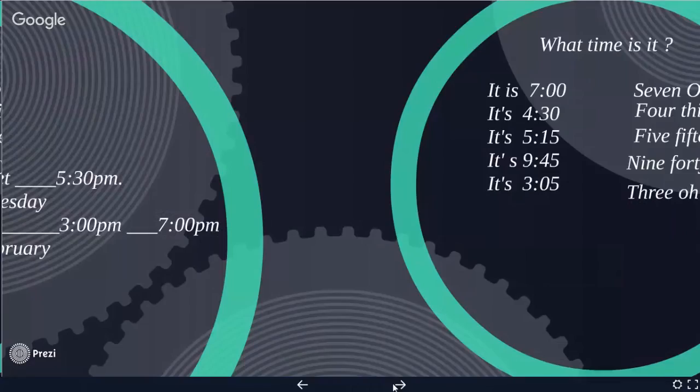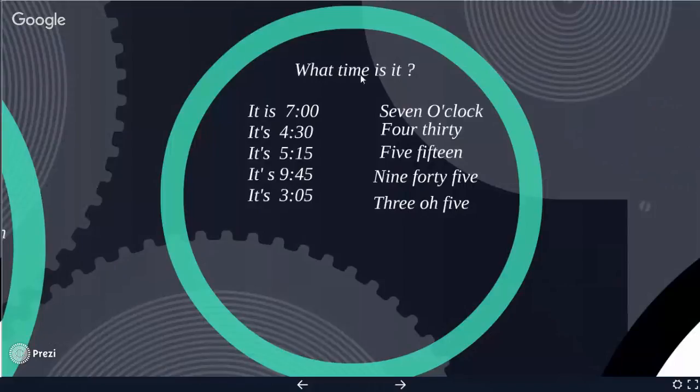The next is about the time. The question is, what time is it? What time is it? You use the numbers. It is 7 because it's the number 7 o'clock. It is 7 o'clock. It is 7 a.m. It's 7 p.m. It's 7 in the morning. It's 7 at night or in the evening.